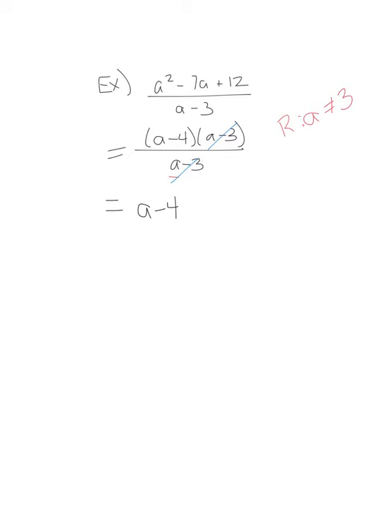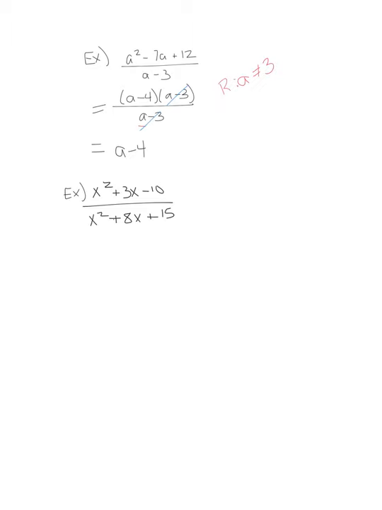And this is the exact reason why I like to do my restrictions right away as soon as I factor everything. Because if I just looked at this simplified version of a − 4, I'd say to myself, oh, there's no restrictions. There's no fraction here. There's no denominator. So a could be anything that I wanted it to be. But that's not true. Just because I canceled it out doesn't mean that that restriction goes away.